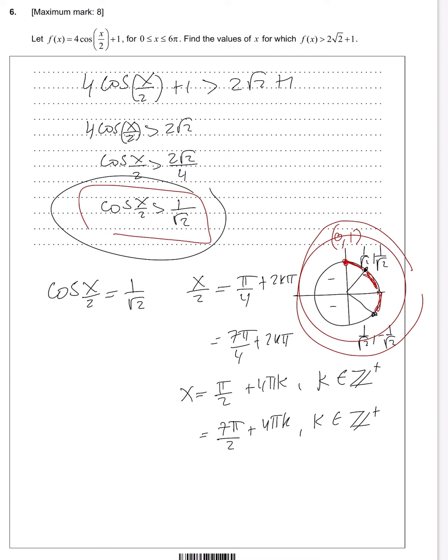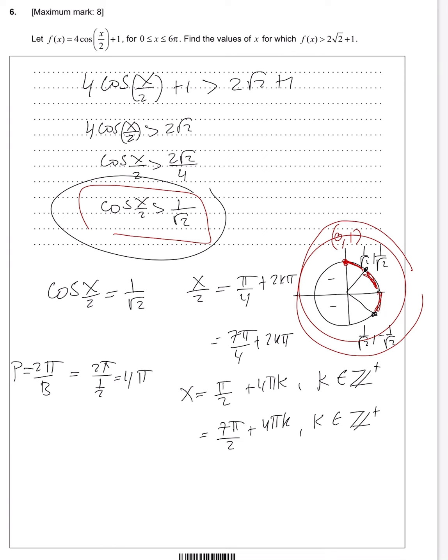It's 2 pi over b. And here our b is 1/2, right? So it's going to be 2 pi over 1/2, and 2 pi over 1/2 is equal to 4. So the period is 4 pi.